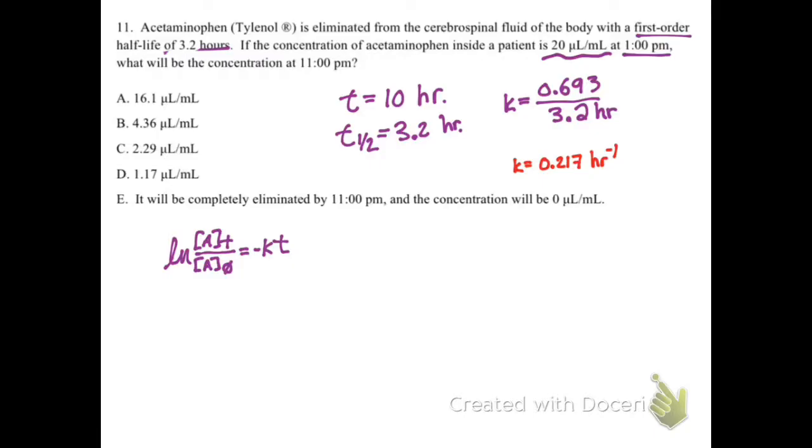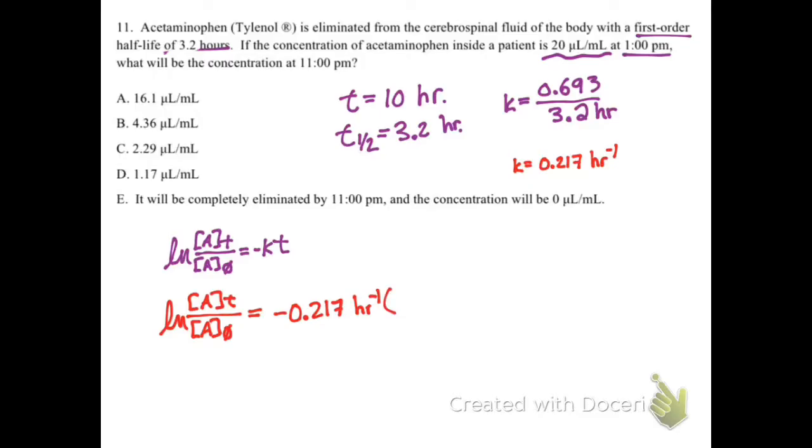Now we can plug in to our first order integrated rate law. Again, I like to solve for the ratio a sub t divided by a sub 0 before plugging in a sub 0. So I like to take this kind of one step at a time. But you don't have to do that. You could plug it in now if you wanted to. That's perfectly fine too. So we have negative 0.217 hours to negative 1.